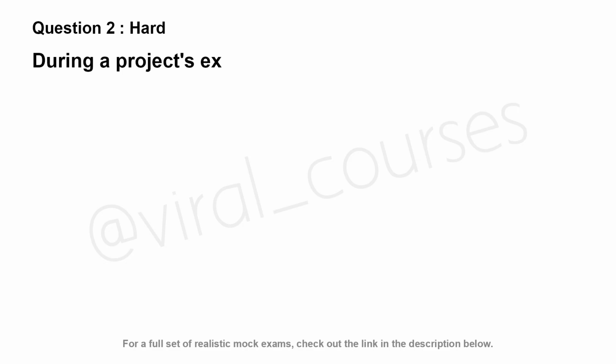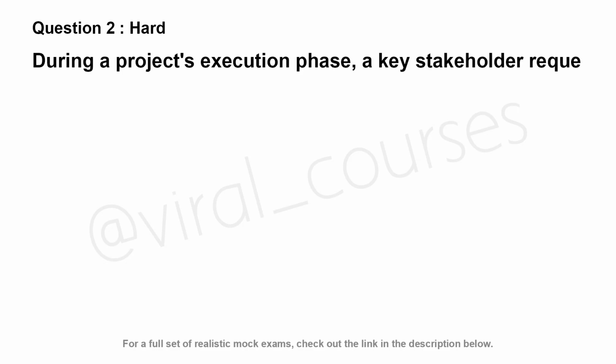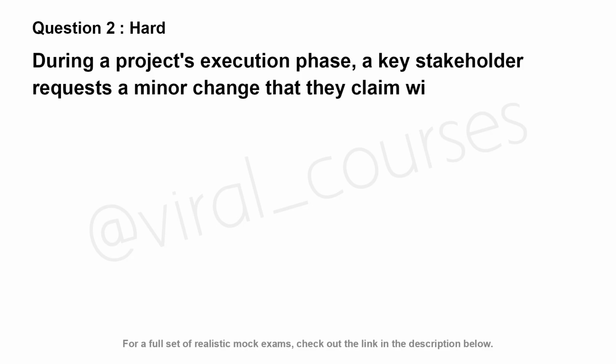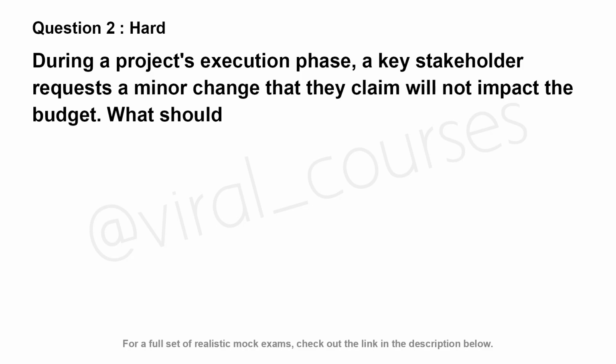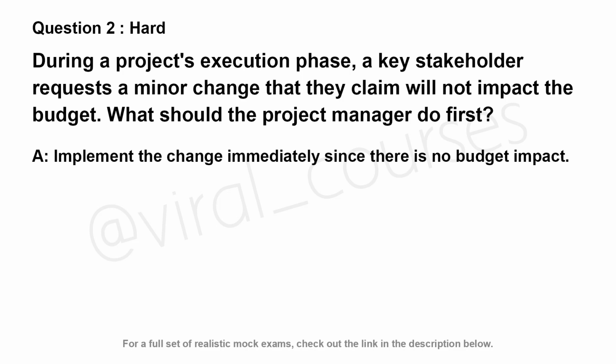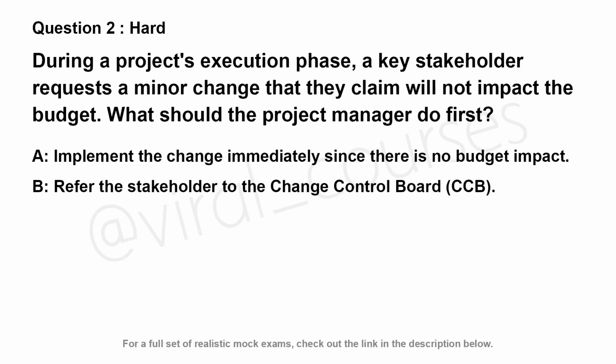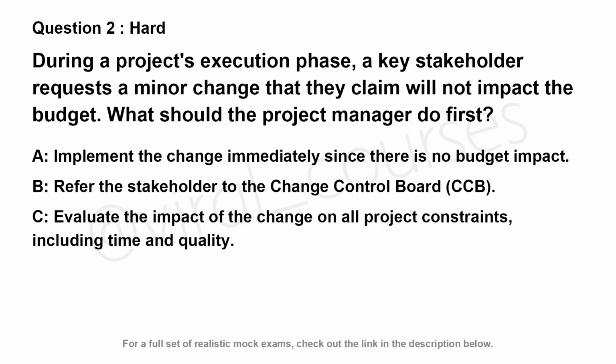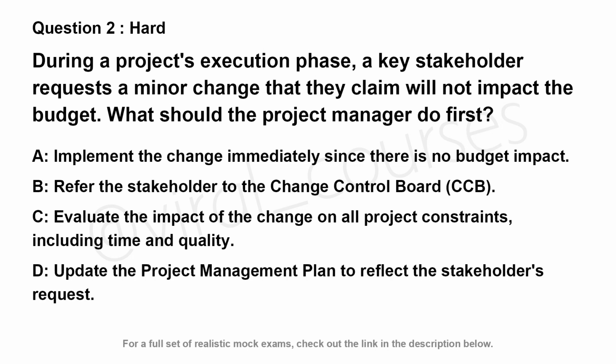During a project's execution phase, a key stakeholder requests a minor change that they claim will not impact the budget. What should the project manager do first? Option A. Implement the change immediately since there is no budget impact. Option B. Refer the stakeholder to the Change Control Board, CCB. Option C. Evaluate the impact of the change on all project constraints, including time and quality. Option D. Update the project management plan to reflect the stakeholder's request.